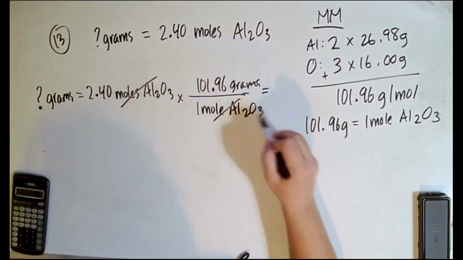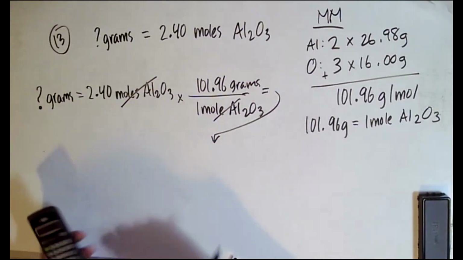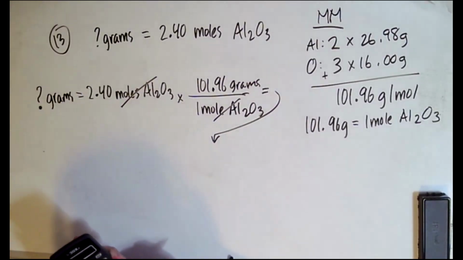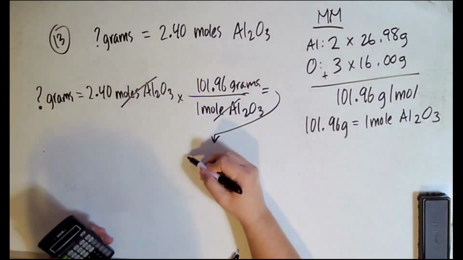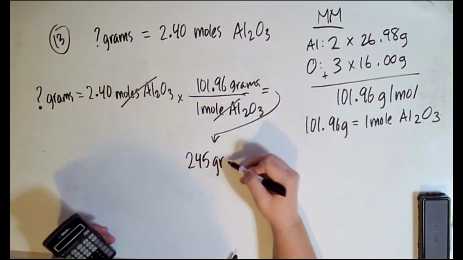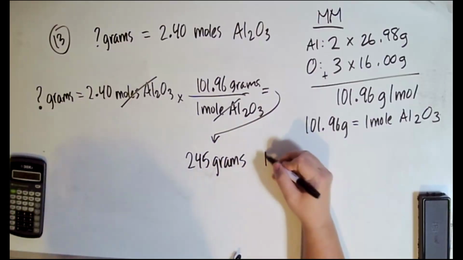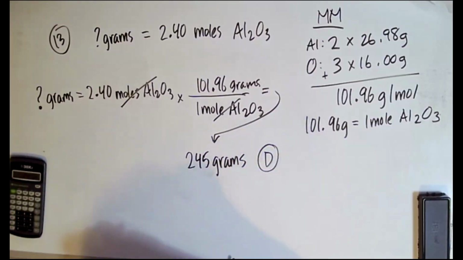So our moles of Al2O3 can cancel out. And we're going to end up with 245 grams of the aluminum oxide. That would be choice D on your multiple choice. All right.